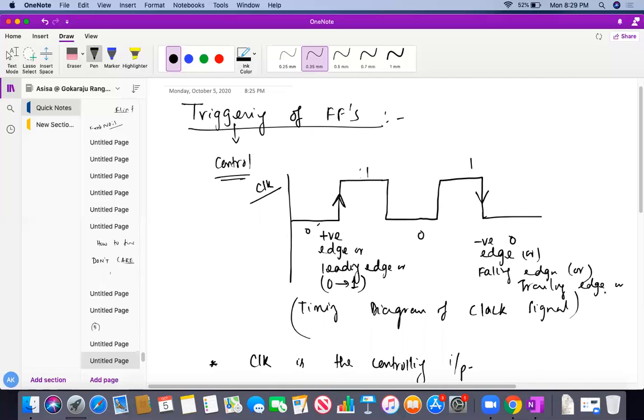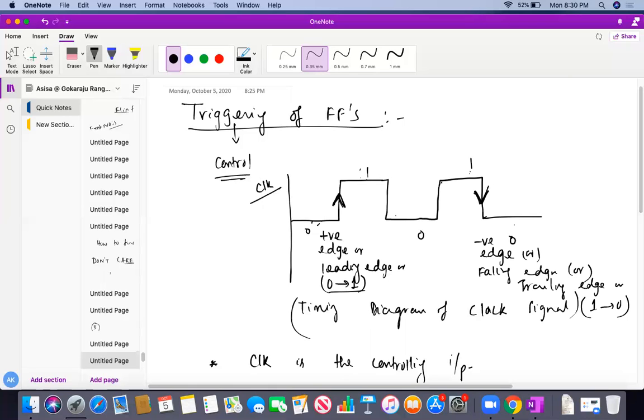Okay, also it's called 1 to 0. Do you all understand? These are the different names of these edges. So what you have to do, where you have to trigger, these are the different places you can trigger or activate your flip-flop. Either at the positive edge, the state transition of the clock pulse from 0 to 1, or the state transition of the clock pulse from 1 to 0. At these two places you can change the state of the flip-flop.